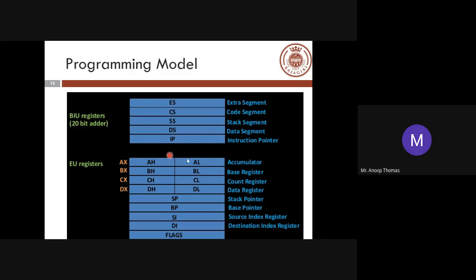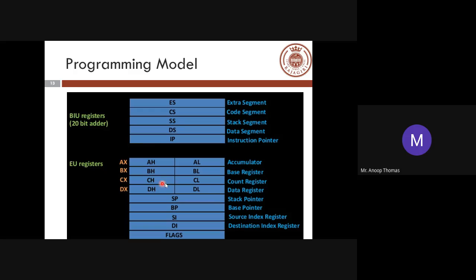You need to understand that all these are 16-bit registers. We are using a maximum of 16 bits to store the 20-bit data. You have seen in the previous slides how you create the 20-bit value. That is done using a 20-bit adder, but all these registers are 16-bit registers, and they will have the addresses of different segments and also the instruction pointer.